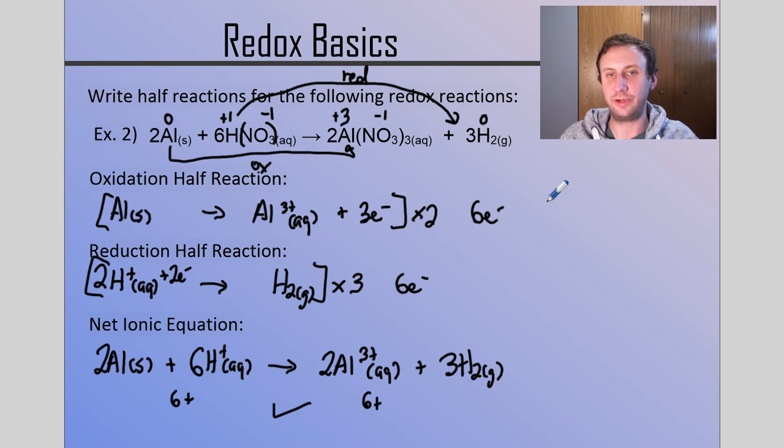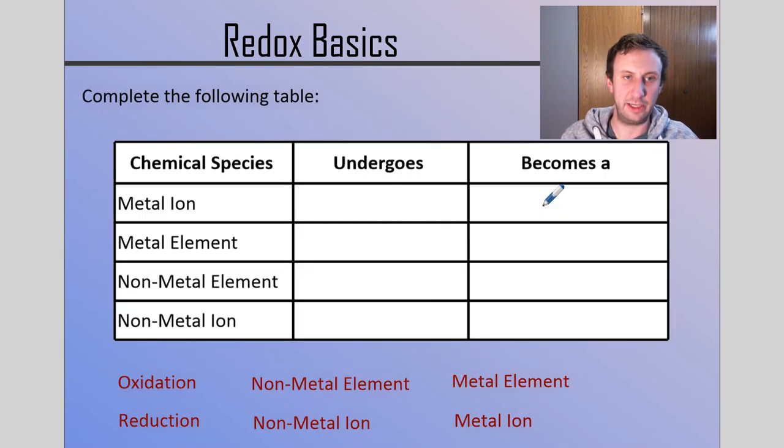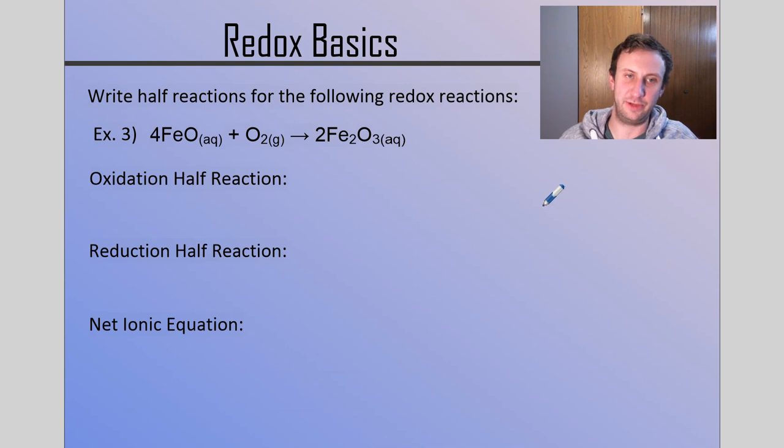So what happened to nitrate? Nitrate is a spectator. It doesn't actually do anything in this reaction. It just is watching. So we don't write anything for nitrate because it is a spectator ion. It is not a part of the oxidation or reduction. Okay, one last example here and then a bit of a summary table.